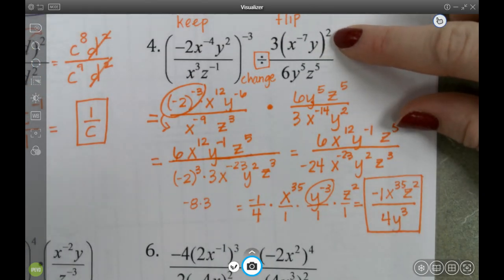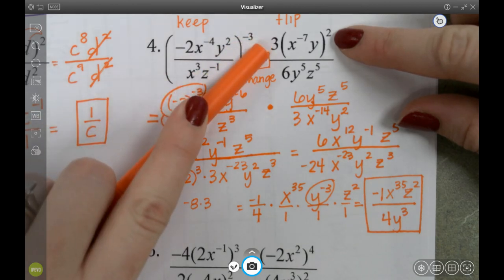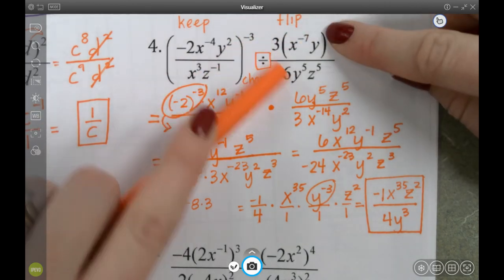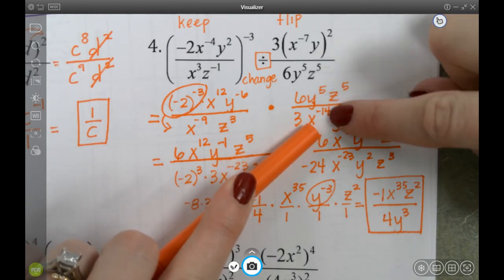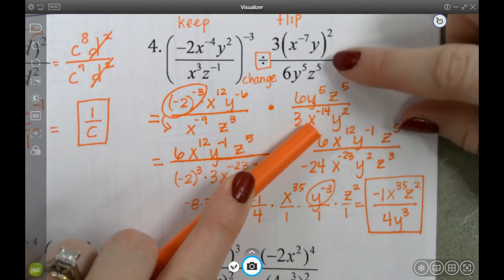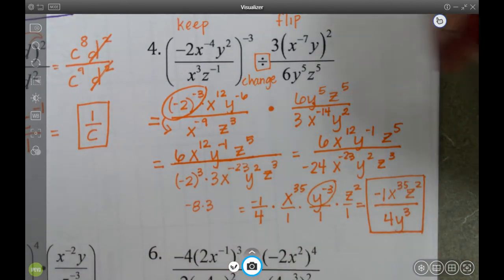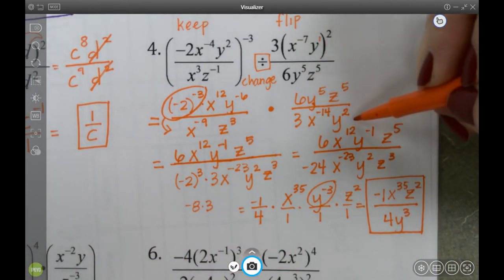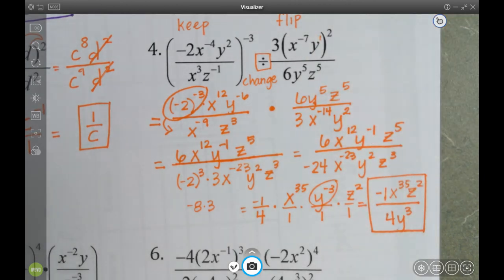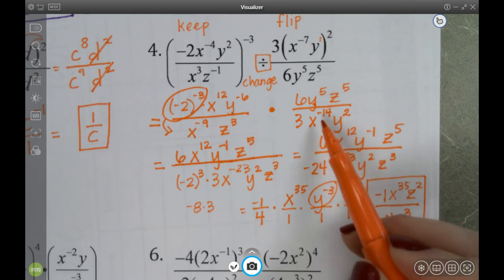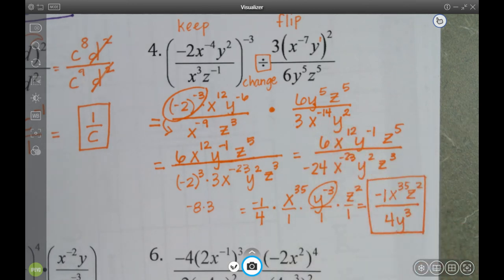Yeah. Okay, so the 3 is not inside the parentheses, so the 3 stayed. 2 times negative 7 is negative 14. This is y to the first, and 1 times 2 is 2. Yeah, but why doesn't the y have a 3? Well, no, because these are all being multiplied. If they were being added, then you would distribute the 3.